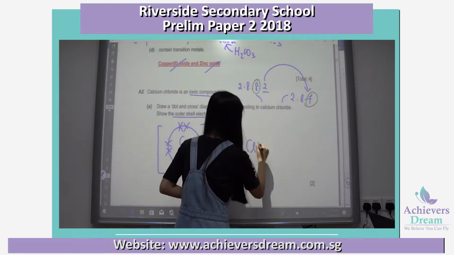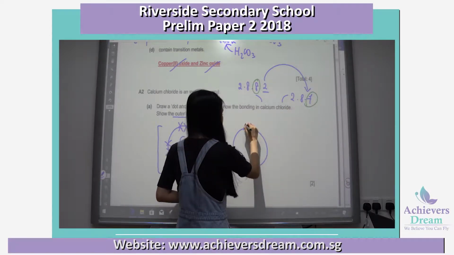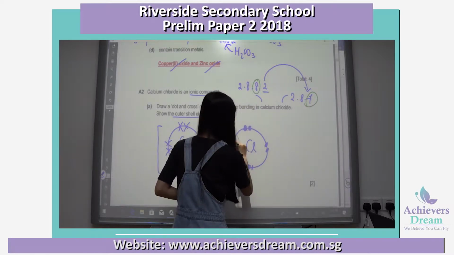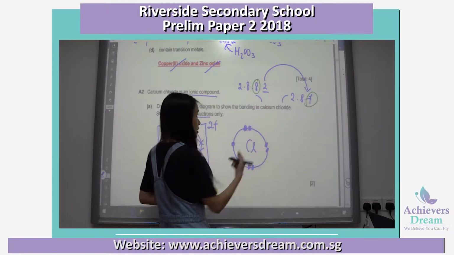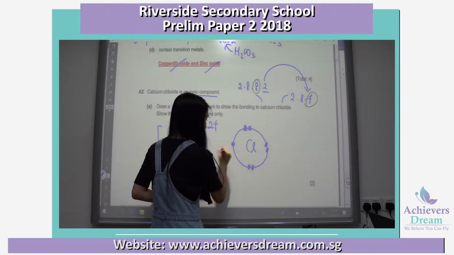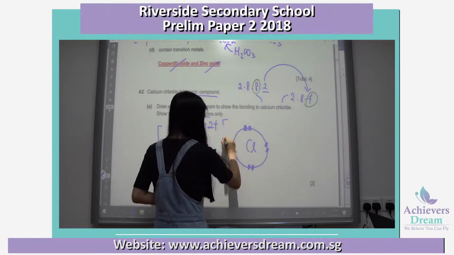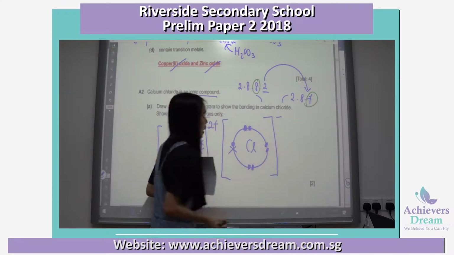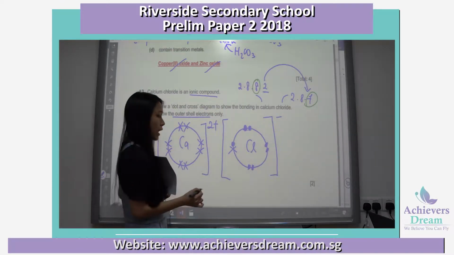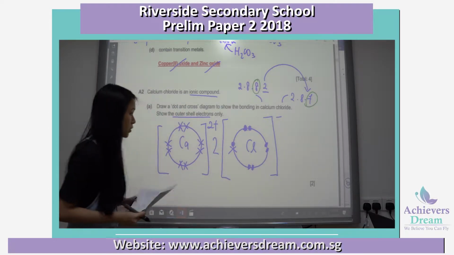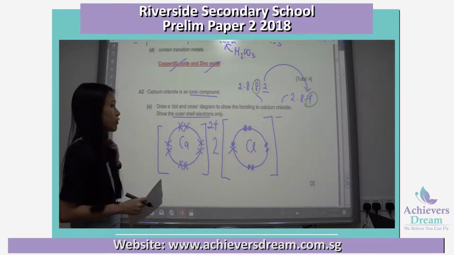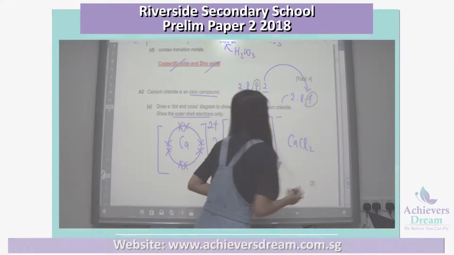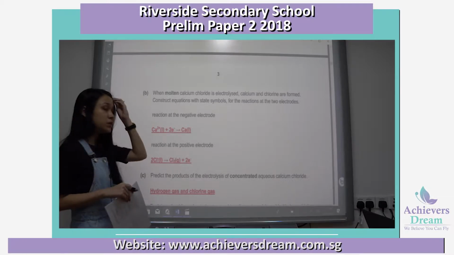So how about for chlorine? Chlorine originally has 7 valence electrons, correct? But in this case, what happened? It has gained 1 electron from calcium, so one of it will be a cross. Therefore, what's the charge of the chlorine ion? It will be negative. And remember, how many chlorine ions will we have here? We will have 2. So this is the dot and cross diagram for calcium chloride, which is CaCl2.